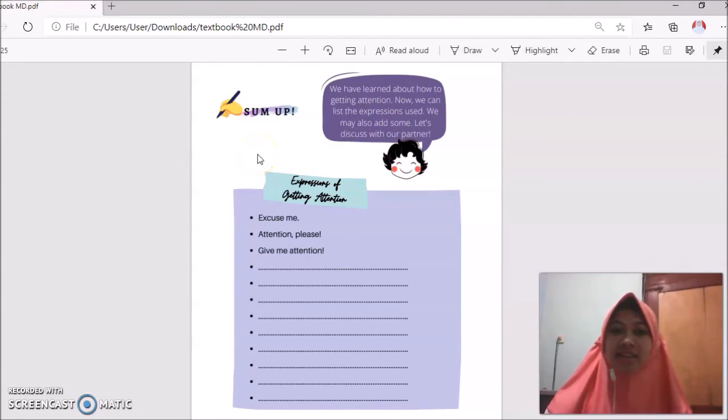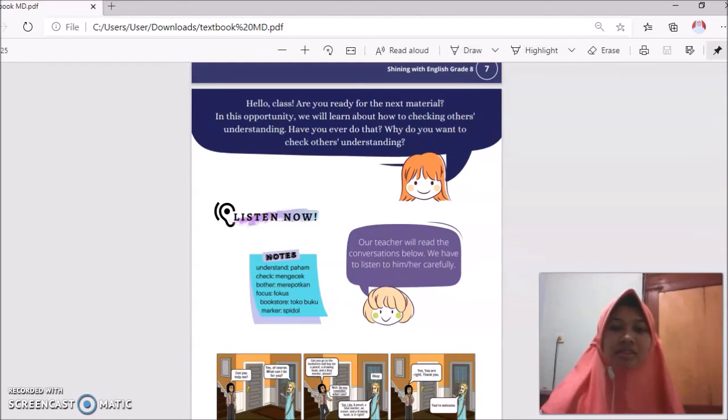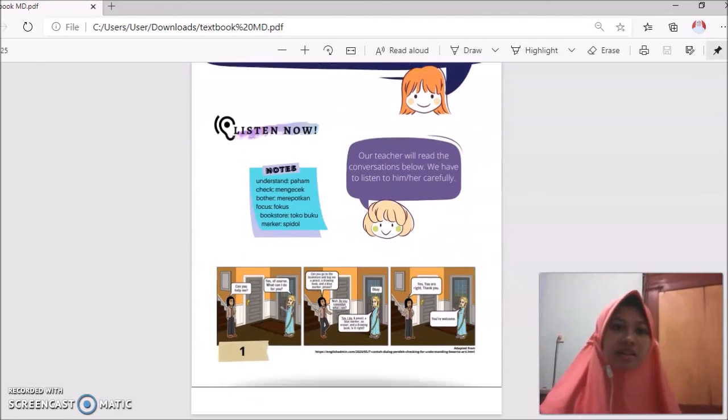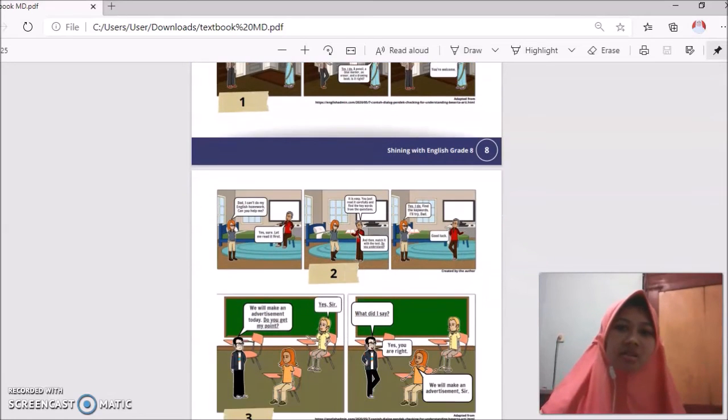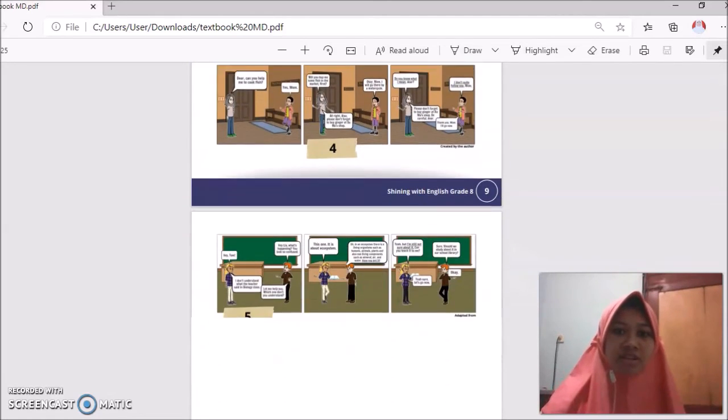Well, getting attention and checking for understanding materials have many of the same activities. These various activities include four English language skills. Those are listening, speaking, reading, and writing, which are integrated. So this is the material for checking understanding. As you can see, the activities are the same as the getting attention material.